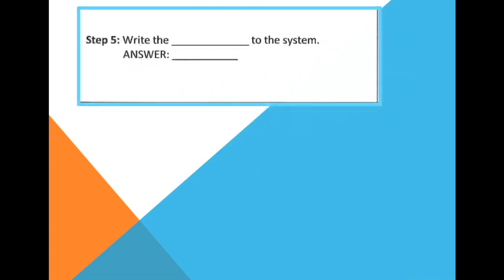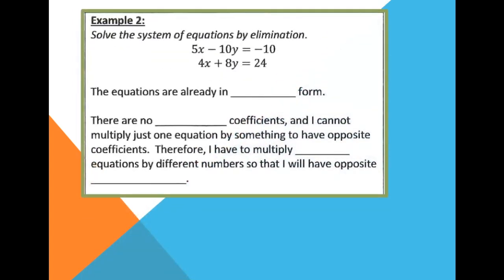Step 5: we want to write the solution to the system, leaving us with (-4, -7). Example 2. Solve the system of equations by elimination.